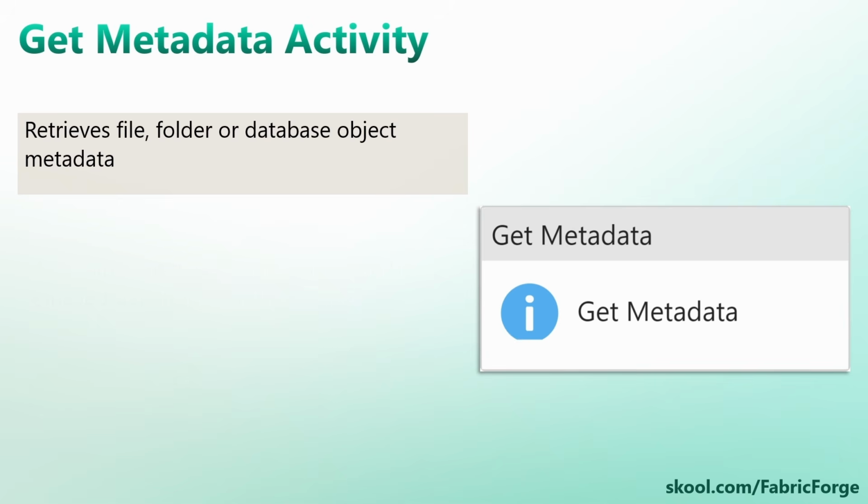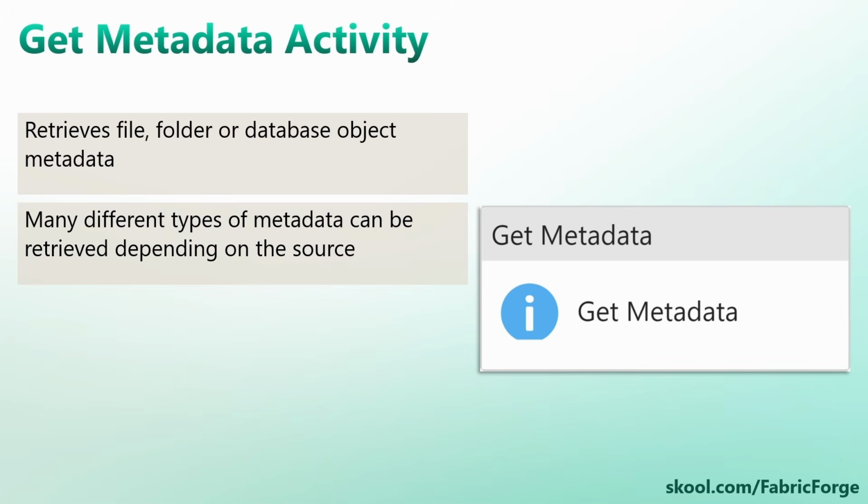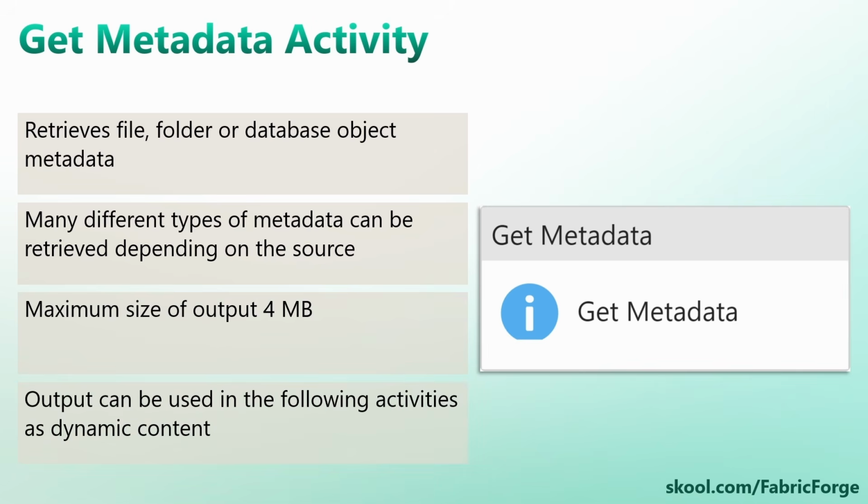There are several different types of metadata that are currently supported depending on the source of that object. The maximum amount of output for this activity is 4 megabytes. The output of this activity can be used in the following activities as dynamic content. This activity is somewhat similar to the lookup activity, but the main difference here is that get metadata is for fetching metadata and lookup is for fetching actual data.